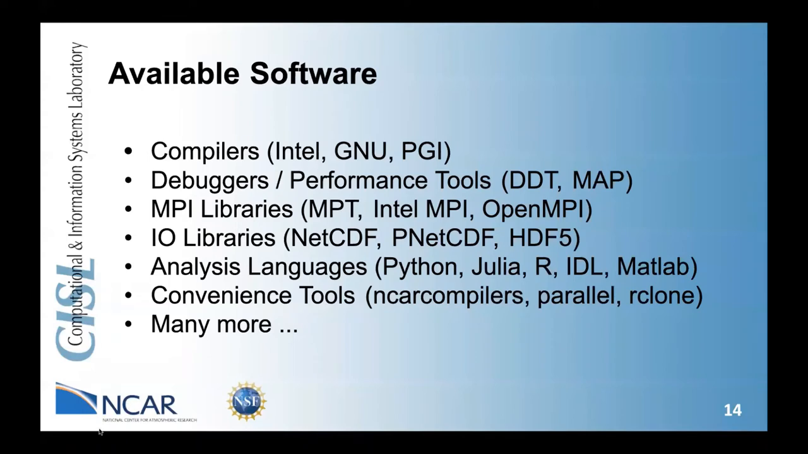Right. So, the software we have on the system that's managed by modules. This is by no means an exhaustive list, but it's just an example of the big categories of stuff we have available. There are lots of compilers. Intel, GNU, and PGI are common. We have some debugging and performance tools. DDT and MAP are probably our preferred debugger and performance analyzers. We have MPI libraries. MPT is the default one. That's the one supplied by the vendor of the system, but we also have Intel MPI and OpenMPI available. Various IO libraries are pre-built, NetCDF and also parallel IO libraries like PNetCDF and HDF5.